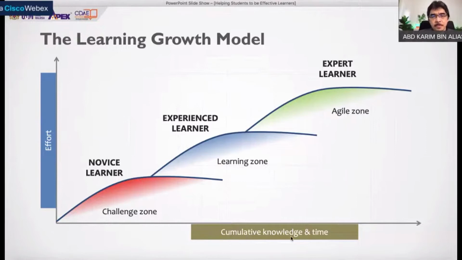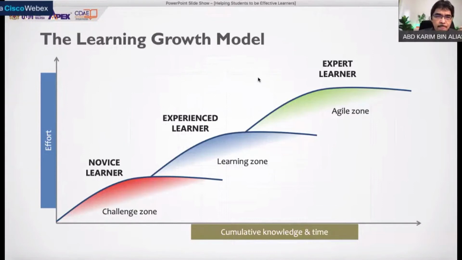But of course, over time, the knowledge will accumulate, and it will take time to take the student from novice to experienced to an expert. This is what we call a learning growth model.